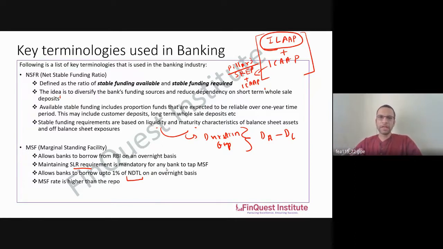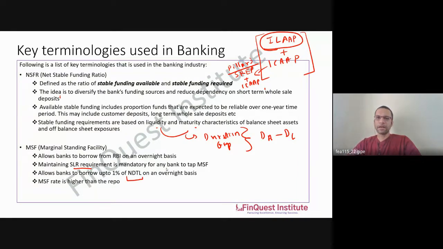So this is something which RBI will not really appreciate that much. RBI would say that we want you to manage your funding sources well. So that's why they set the MSF rate, which is higher than the repo rate, which will basically deter banks from approaching the RBI for such a funding facility. But the idea is this avenue is there.